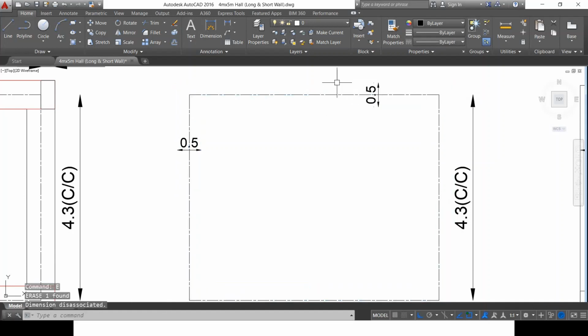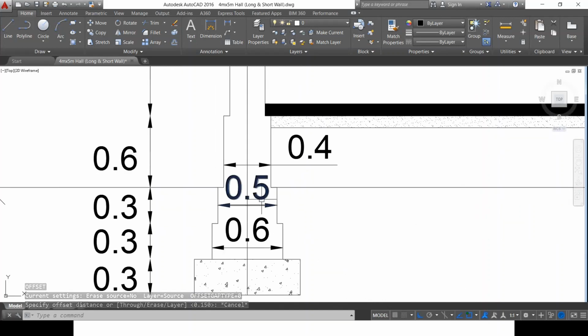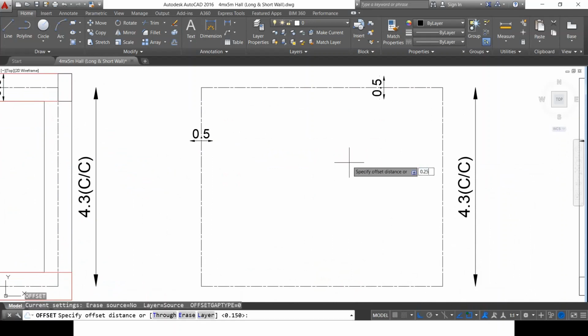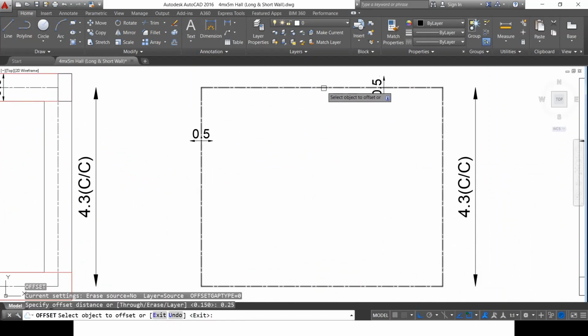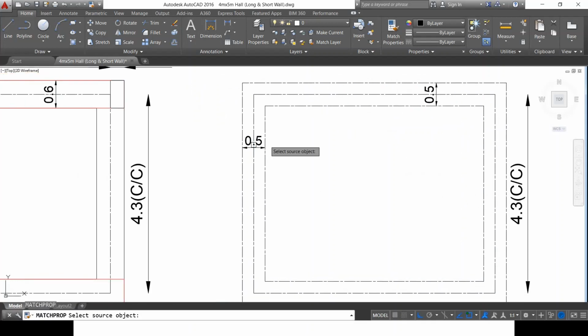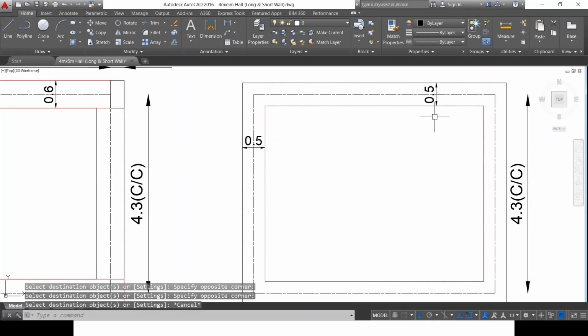Let me erase this. I know this is the center line, and the total width shown here is 0.5 meter as the width of the second course of footing. So I'm going to take 0.25 meter as the offset on both sides of the center line, by which I'll be getting the total width as 0.5 meter. This is a plan view.